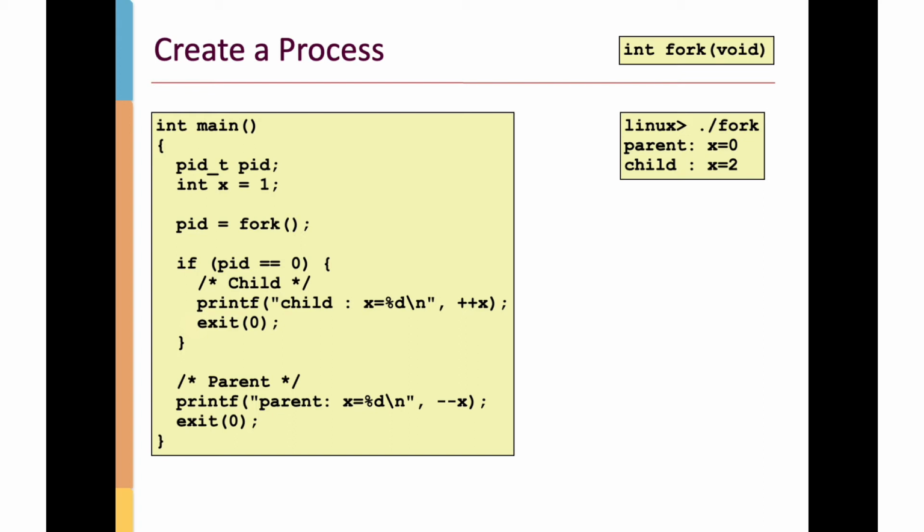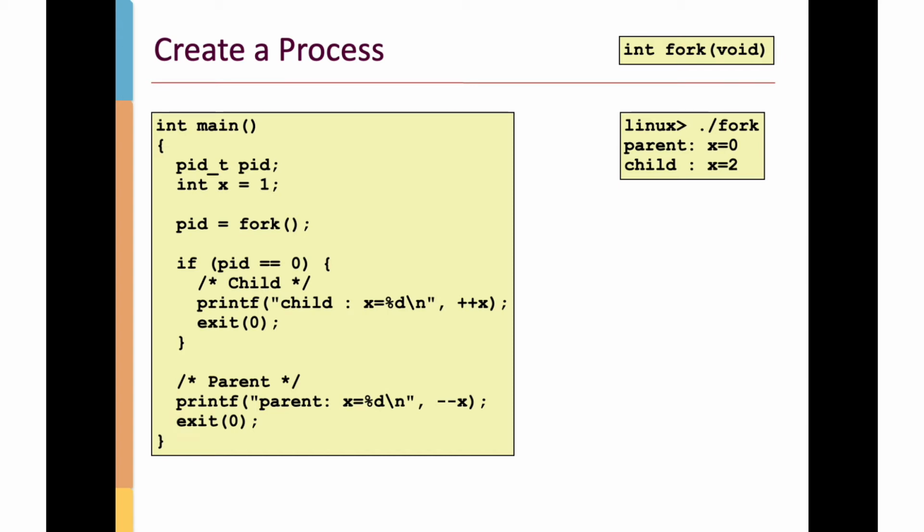On the other hand, if the process ID was not 0, that means that we're in the parent process, and when the fork call returned, we got the process ID of our child. So in that case, we're not going to take this if statement, we're going to run this printf that's going to print parent, and it's going to decrement the value of x, just to illustrate that it's in a separate address space, and then exit.